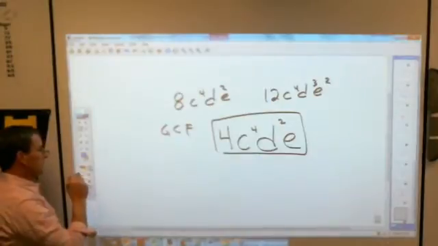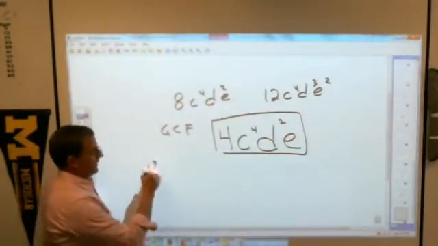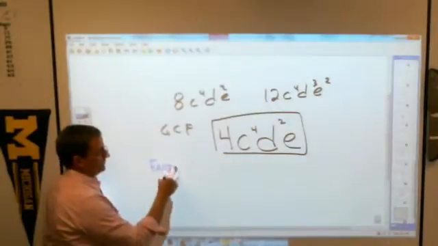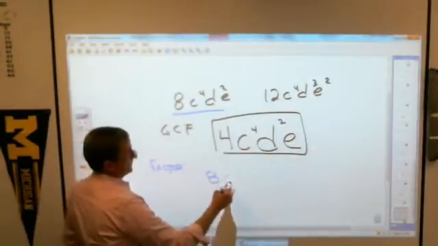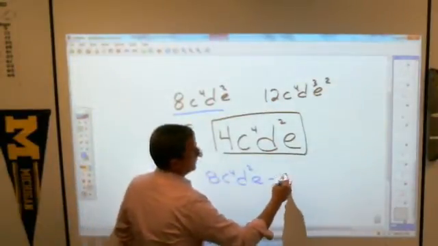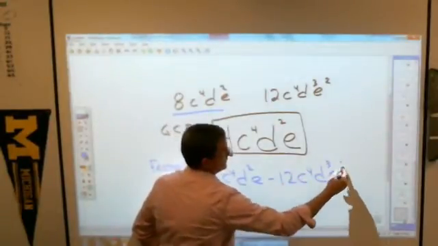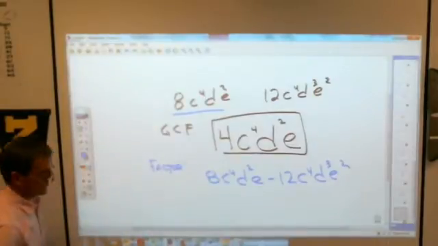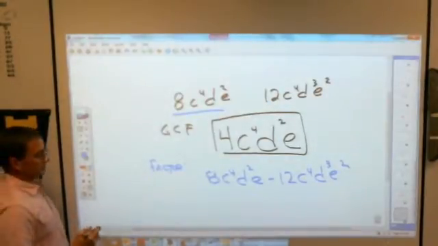Now, here's the unfortunate thing that they're going to ask you to do. They are going to ask you to factor this phrase right here, watch. 8c to the fourth d squared e minus 12c to the fourth d cubed e squared. They are going to ask you to factor that.